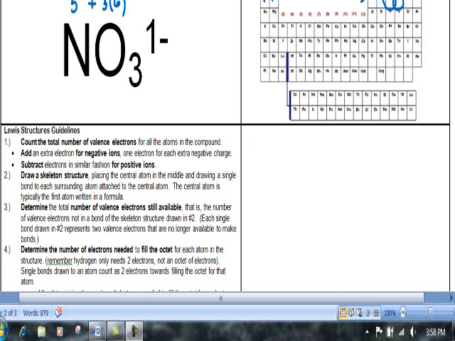So in determining our valence electrons, there's 5 for the nitrogen, and we have 3 times 6 for the oxygen, plus 1 additional electron because of the -1 charge on our compound. That means we've added in an additional electron to the structure to give it that -1 charge. When we add together all of the valence electrons, we find that for this structure we have 24 valence electrons.